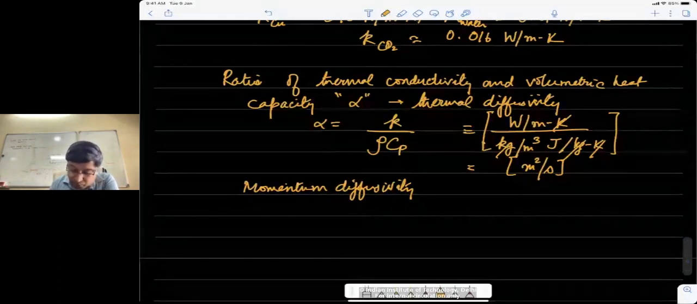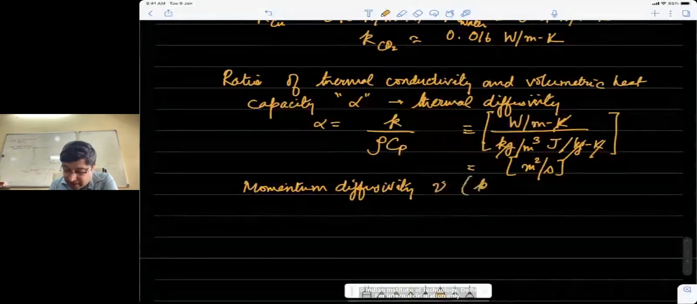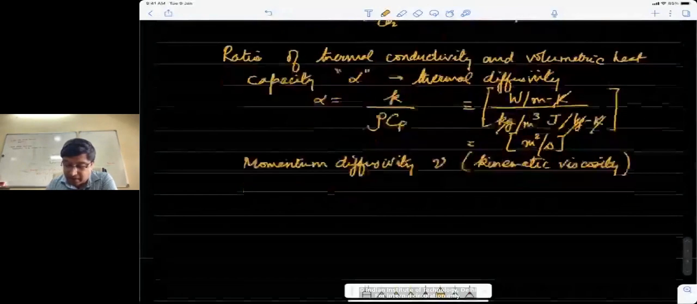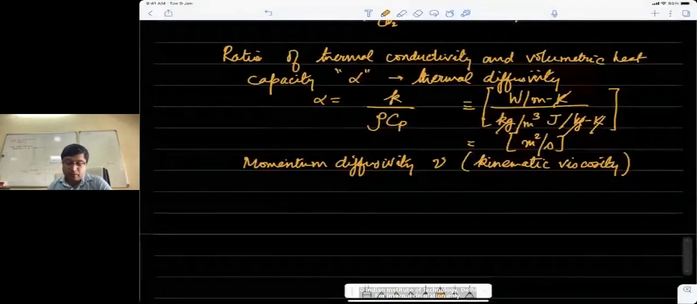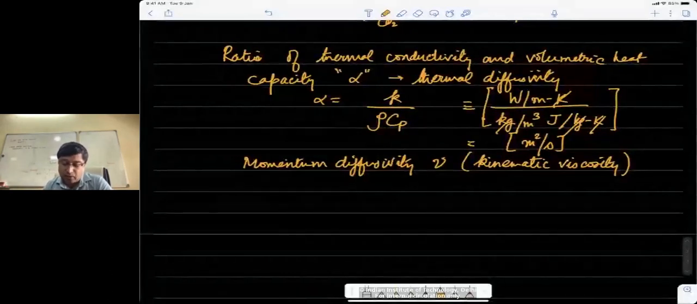Okay. So momentum diffusivity is viscosity by density, so yeah, it's the kinematic viscosity, nu, which also has units of meter square per second. And as I said, alpha is similar to momentum diffusivity. The role momentum diffusivity plays in transfer of momentum, the same role alpha plays in terms of transfer of energy, or transfer of heat by conduction.